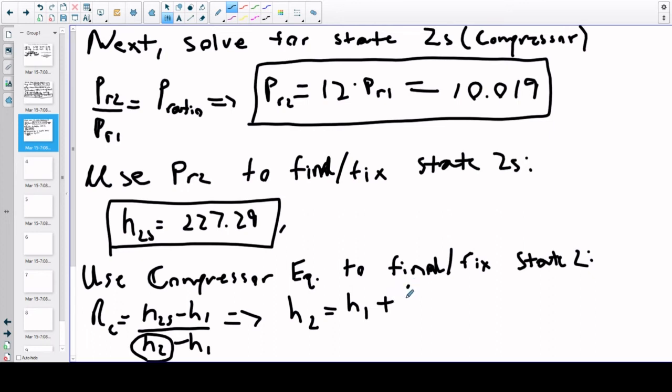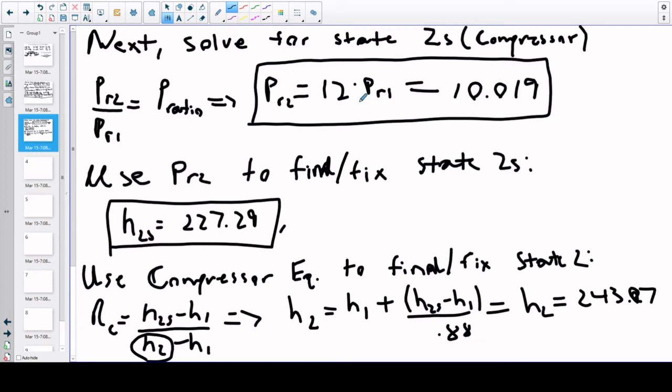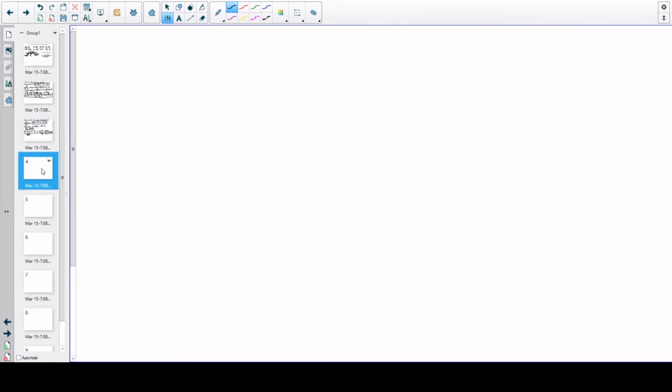And so, when you manipulate it around, you solve for H2 equals H1 plus H2s minus H1 divided by the efficiency of the compressor, which I think is 0.88. And you get H2 to be equal to 243.07. Alright. And so, now that we have that, we can move on. So, we know everything about states 1 and 2 now.